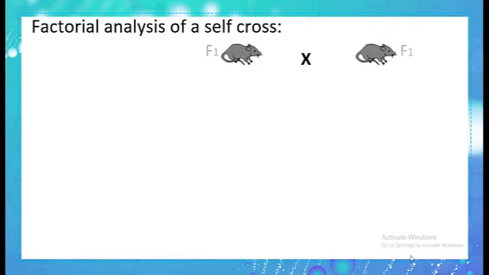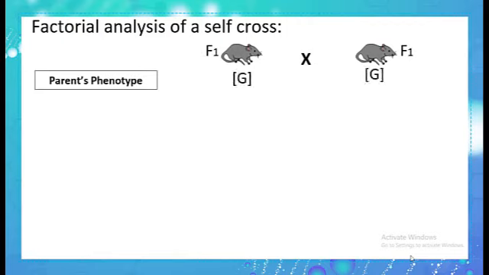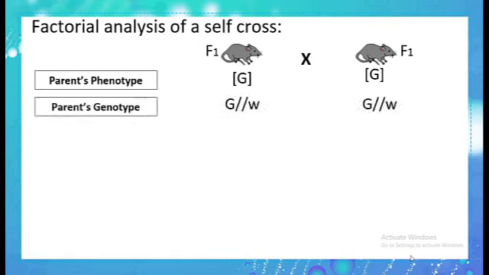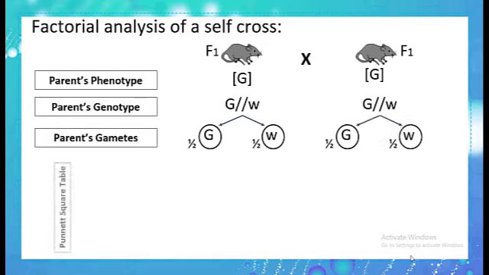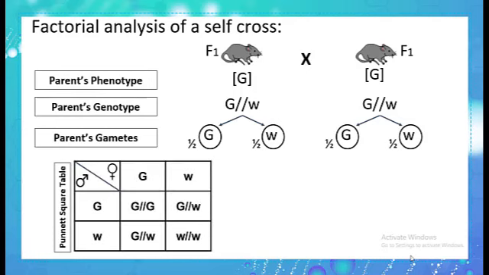First, write the phenotype using the symbol in brackets. Then, write the genotype of both parents. In this case, both parents are hybrids. Now, write the possible gametes produced by each parent. In this case, each parent produces two types of gametes with 1/2 each. Now use a Punnett square table to show the result of gamete combination in the F2 generation.